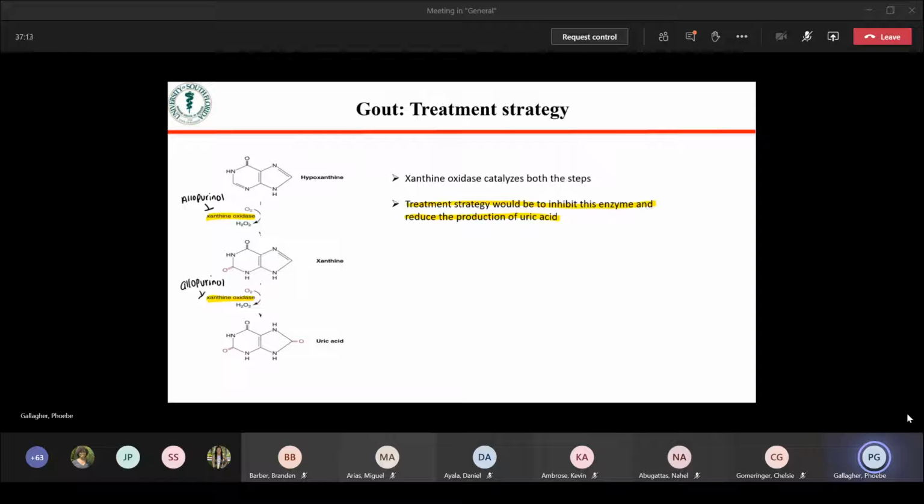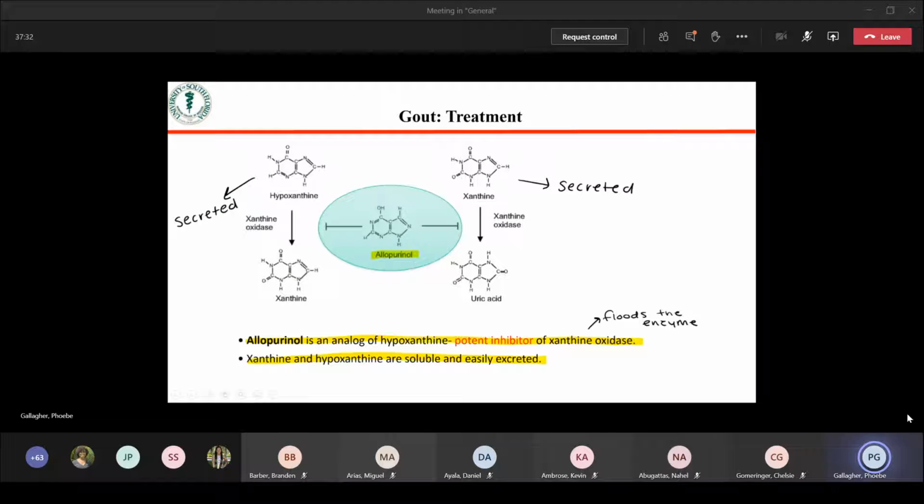Okay, what you do need to know is that in order to fix this problem, you take a drug known as allopurinol that you have to know, and it's going to inhibit xanthine oxidase. So when you inhibit xanthine oxidase, hypoxanthine cannot be converted to xanthine, and then xanthine cannot be converted to uric acid either. So then what you wind up with is an increased concentration of hypoxanthine, and she'll show it here.